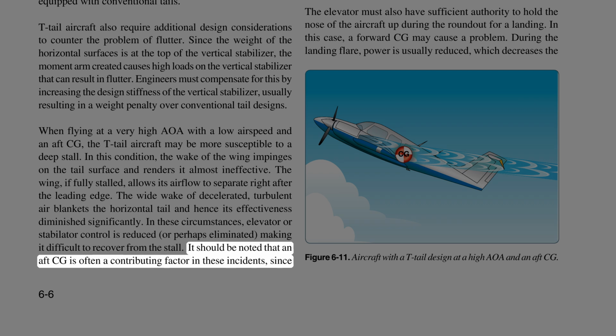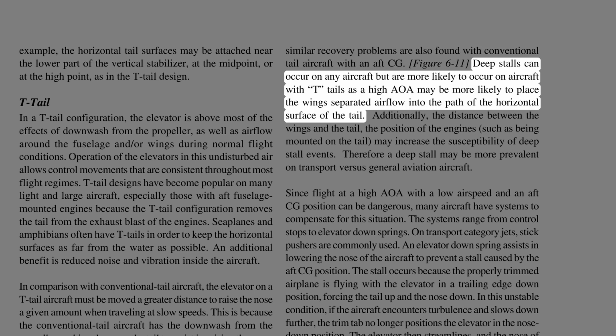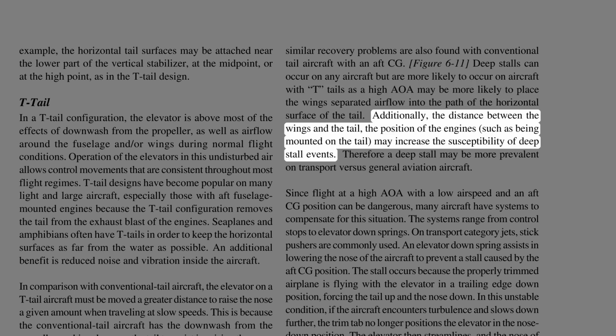It should be noted that an aft CG is often a contributing factor in these incidents, since similar recovery problems are also found with conventional tail aircraft with an aft CG. Deep stalls can occur on any aircraft but are more likely to occur on aircraft with T-tails, as a high AOA may be more likely to place the wing's separated airflow into the path of the horizontal surface of the tail. Additionally, the distance between the wings and the tail, and the position of the engines, such as being mounted on the tail, may increase the susceptibility to deep stall events.